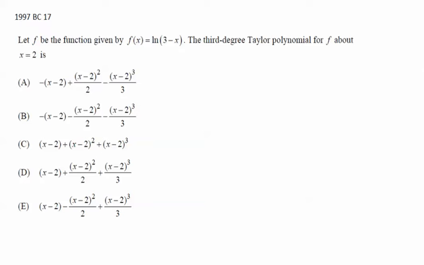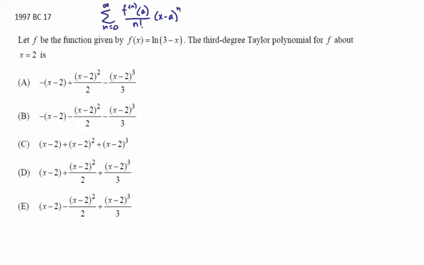1997 BC 17. f is the function given by f of x is ln of 3 minus x. We want to find the third degree Taylor polynomial for f about x equals 2. So this is a case of, given a function, we need to be able to use the general form of the Taylor series to find the third degree Taylor polynomial.